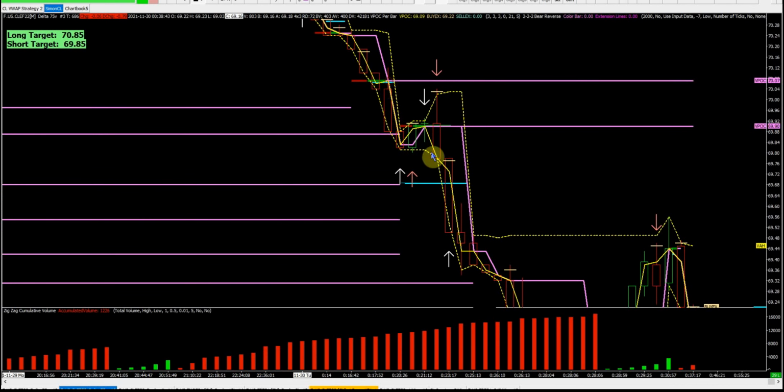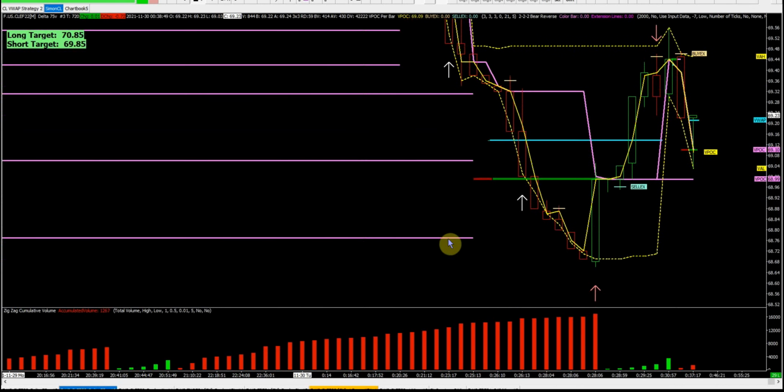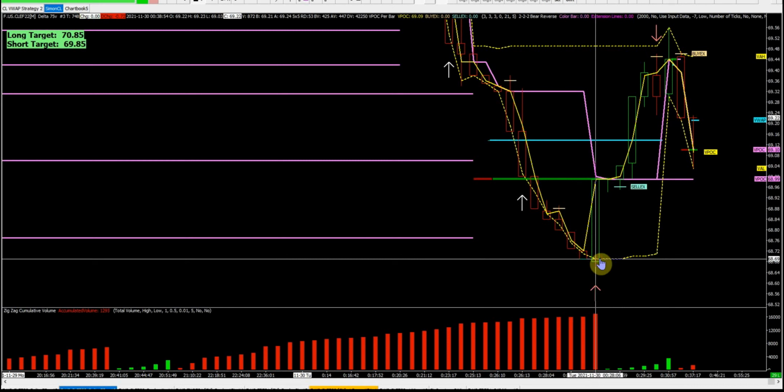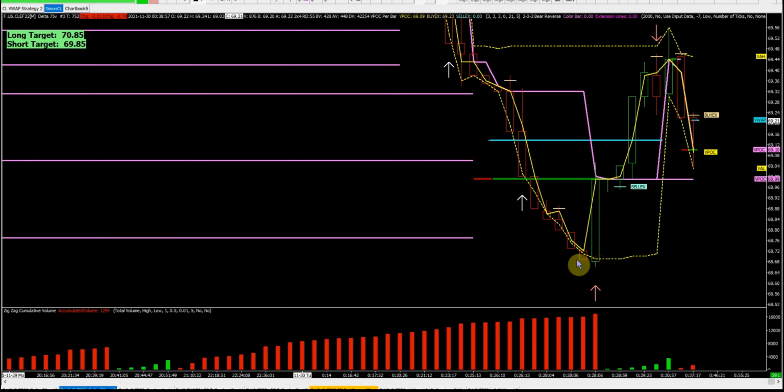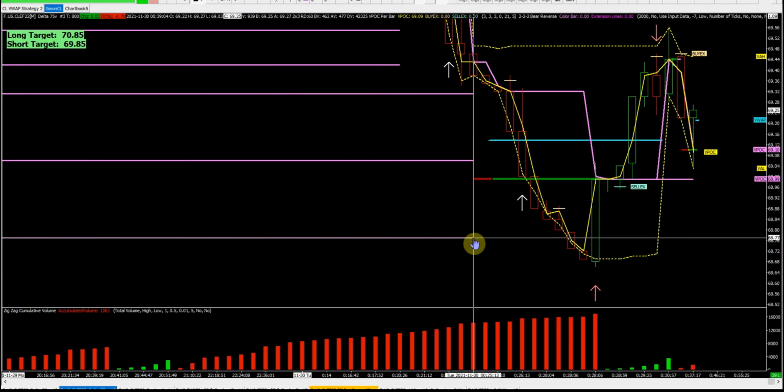So it came all the way down to, where is that? There's where it flattened out. Remember I talked about that flattening out thing right in there? Okay, we're going back up. So that's a great place right there. See that previous VPOC right there, 68.77? Great place to take a long right there. And you can see what it did. You could have gotten out there.